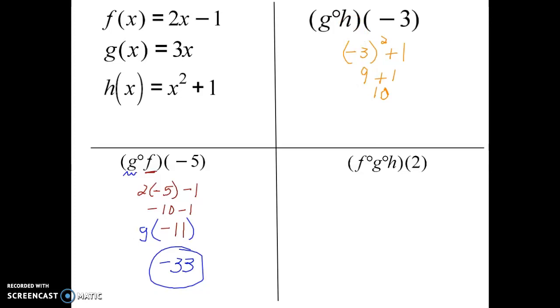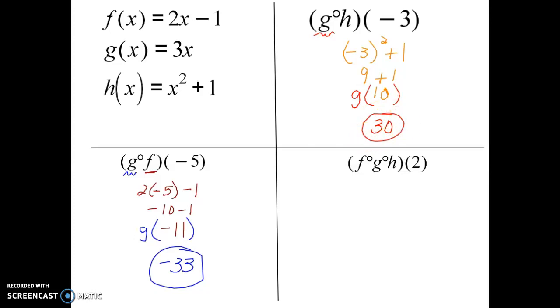Now I need to go back and finish it by applying it in the g function. So I would come over here, put the 10 in the g function. It says 3 times x, or 3 times 10. So this answer would be 30.